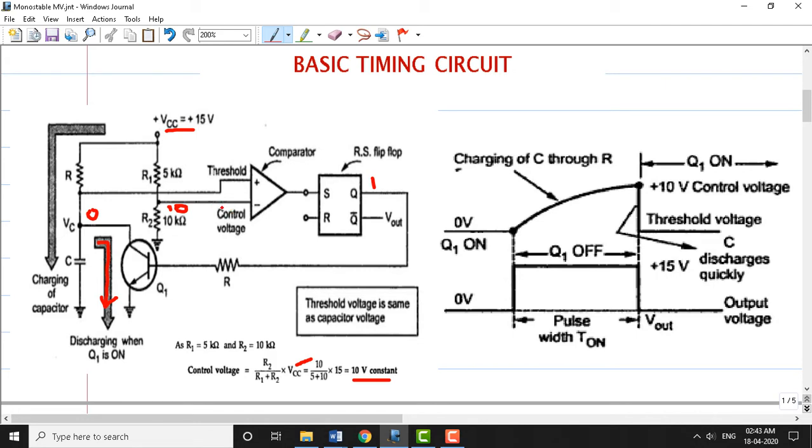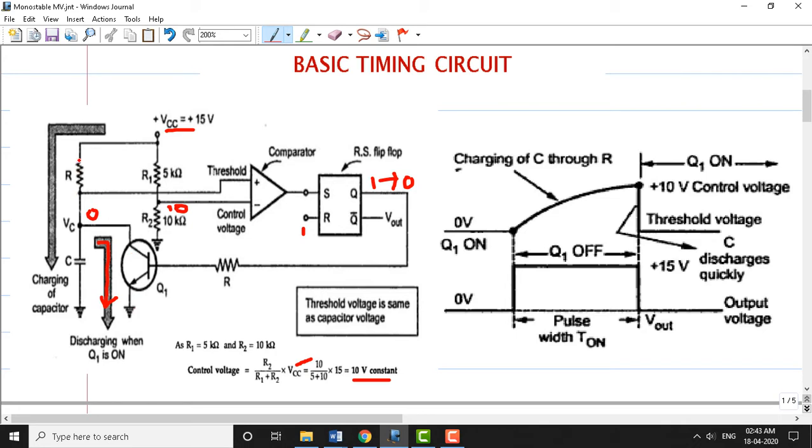So now, when we apply high input to the reset pin here, the Q becomes 0. Q changes to 0 now. So once Q changes to 0, Q is nothing but the input to the Q1 transistor. So Q1 transistor will be turned off. Once Q1 transistor turns off here, the capacitor is removed from the ground here.